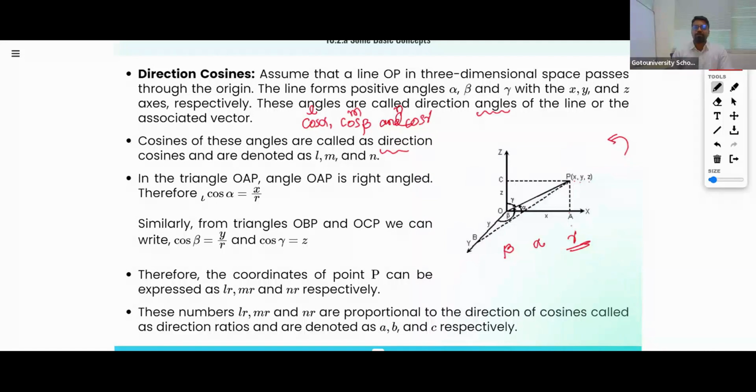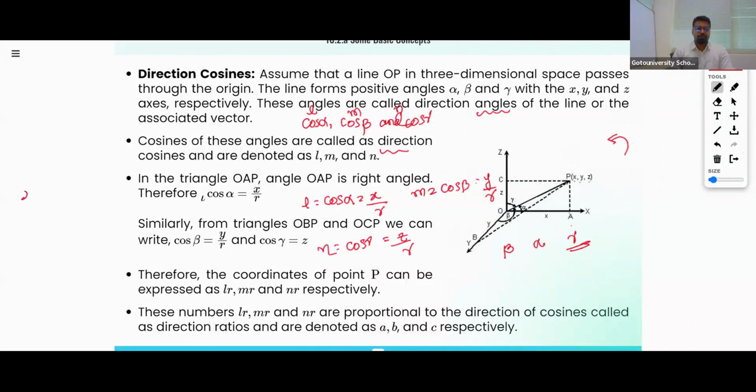So the good thing about this is, what is L here? L is cos alpha, that is x by r. R is the length of the vector, only the magnitude of the vector, whereas x is its projection along the x-axis. Similarly, what is M? M is cos beta, which is equal to y by r. And what is cos gamma, which is represented by N? That is z by r.